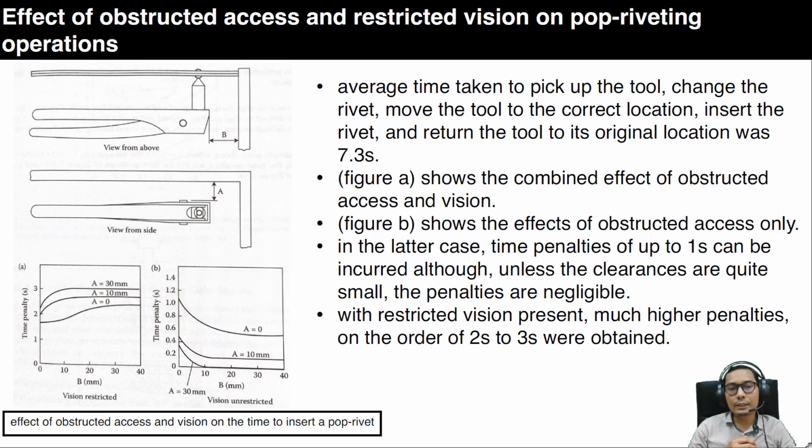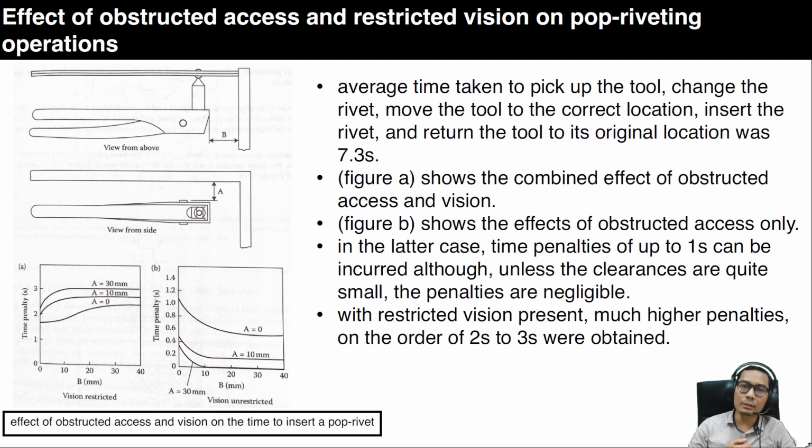This is the effect of obstructed access and vision on the time to insert a pop rivet. The average time taken to pick up the tool, change the rivet, move the tool to the correct location, insert the rivet, and also return the tool to its original location was 7.3 seconds. You can see at the bottom, figure A shows the combined effect of obstructed access and vision.